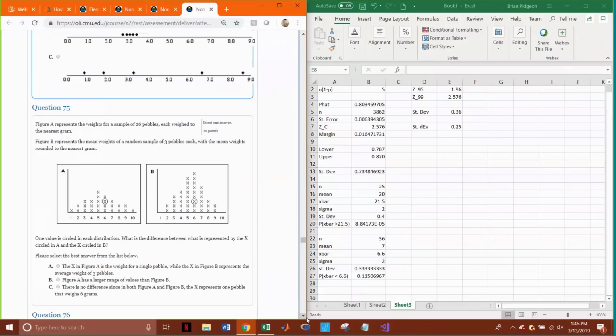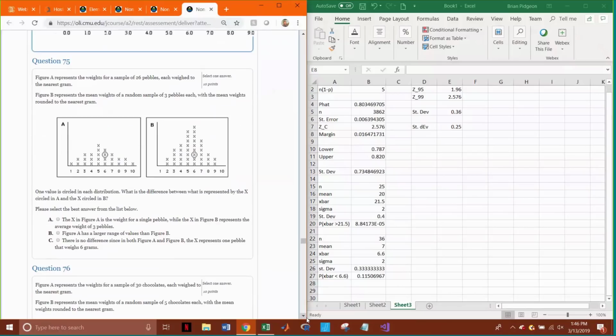All right, figure A represents the weight of a sample of 26 pebbles, each weighed to the nearest gram. Figure B represents the mean weight of a random sample of 3 pebbles with the mean weight rounded to the nearest gram. So what is the difference between the value represented by the X in A and B? Well, A represents the weights of the individual pebbles, and in B, each X represents the mean of a random sample of 3 pebbles. So A.